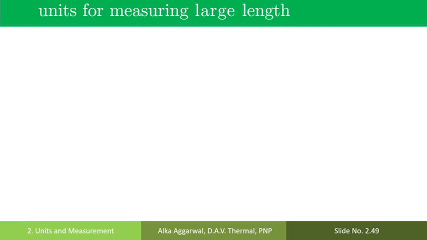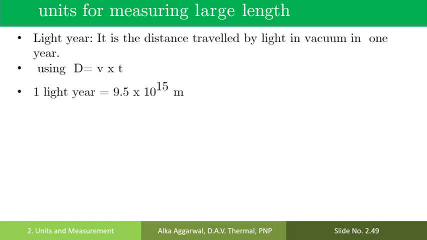The second unit which is used for measuring the length is a light year. 1 light year is the distance traveled by the light in vacuum in 1 year. Using the relation d is equal to v into t, here v is the velocity of light and t is the time of 1 year in seconds. When we multiply the two, what we get is a light year, and 1 light year is 9.5 into 10 to the power 15 meter.